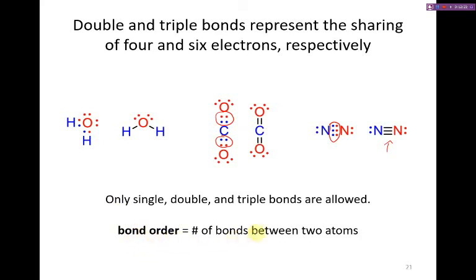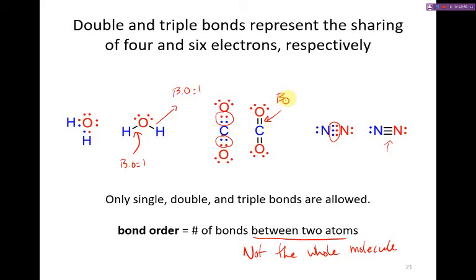An important term here that you want to be familiar with is bond order. And this is the number of bonds between 2 atoms. So we always talk about between 2 atoms, not the whole molecule. That's a very common misconception that students have, is they will think that the bond order is the sum of all the bonds. And so the bond order here is 1. The bond order here is 1. The bond order between oxygen and carbon is 2. And the bond order between the nitrogens is 3.